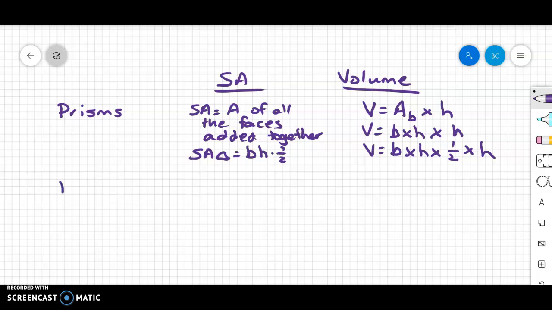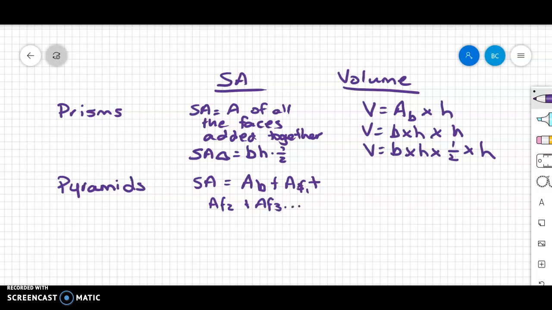The next thing I'm going to look at is pyramids. For pyramids, the surface area is pretty straightforward. Again, I'm looking at all of the sides. I need the area of the base, and then the area of each of the sides. Usually, but not always, those 3 or 4 sides are the same. I'm sorry, I'm calling them sides. They really should be called faces. So the area of my base, plus the area of one of the faces, plus the area of another face, and as many of those faces as I have.